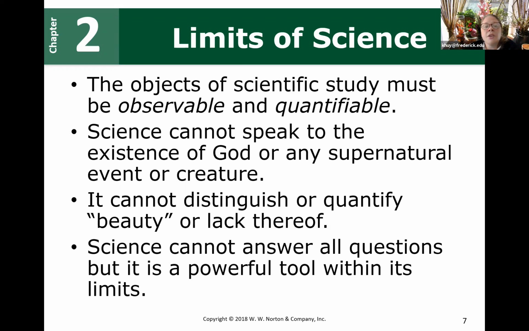Okay. So the objects of scientific study must be observable and quantifiable. Quantifiable means that we can measure it, that we can test it several times, and we're going to be able to measure so that we can compare our data. What science cannot do is speak to the existence of God or any supernatural event or creatures. It cannot quantify beauty, and it has its limits. And we have to understand where the limitations are in scientific knowledge.